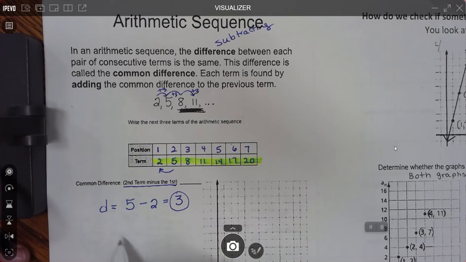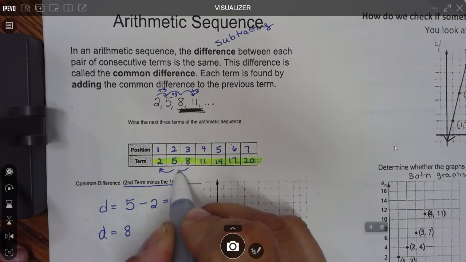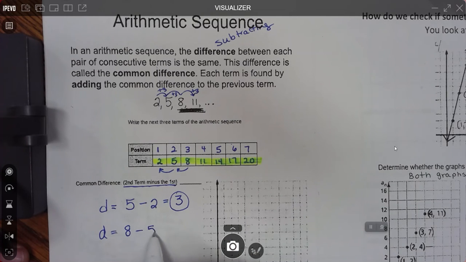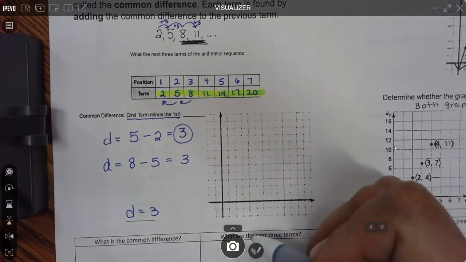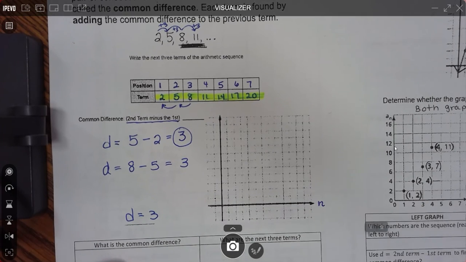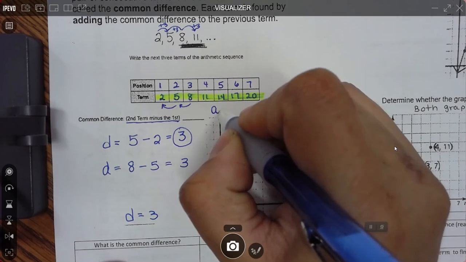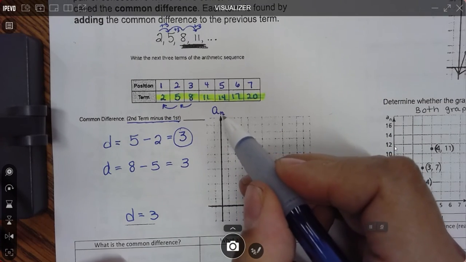Let's say I start with 8. Well, what's the previous number from 8? 5. So if I do 8 minus 5, I also get 3. And it works for all of them, right? All right, so d equals 3. We're going to go ahead and plot this. Our n values are going to go here. Our a sub n values are going to go up there. A with a little n.